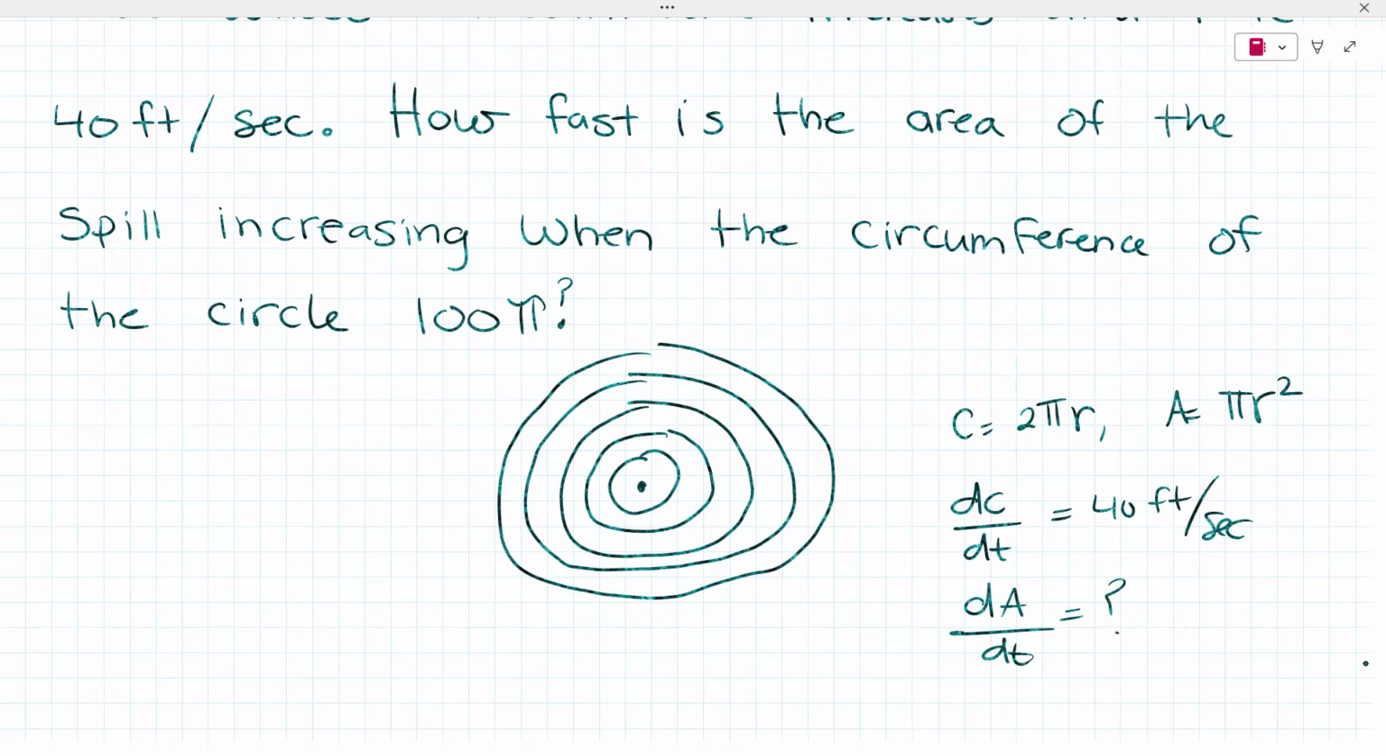And then they tell us one more thing. They tell us the circumference of the circle is 100 pi. So C equals 100 pi. So we'll use this. We know that the circumference of the circle is C equals 2 times pi times r. And then we can replace C with 100 pi, right?